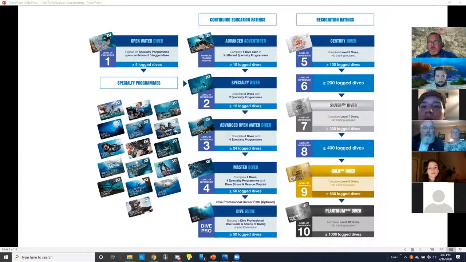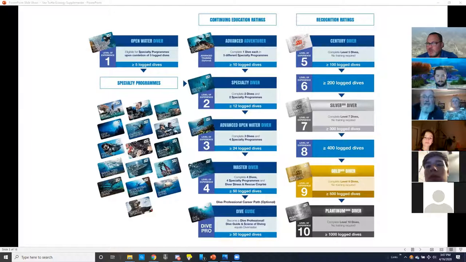There's an intermediate level they call Advanced Adventurer, which would also be equivalent to a PADI Open Water course, where you do different types of diving, like navigation, buoyancy, and deep, and you get a little bit more experience with an instructor. Now, in the SSI system with the Level 2 Diver, I believe when you've completed 2 specialty programs and log 12 dives, you're automatically issued a Level 2 Diver, right?